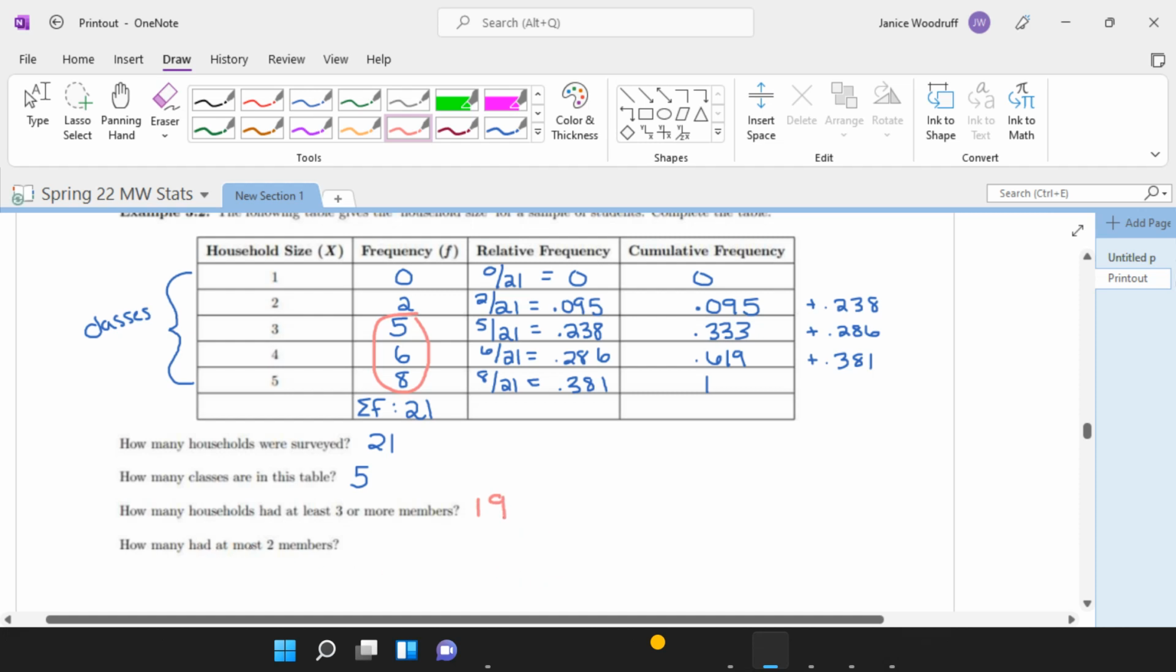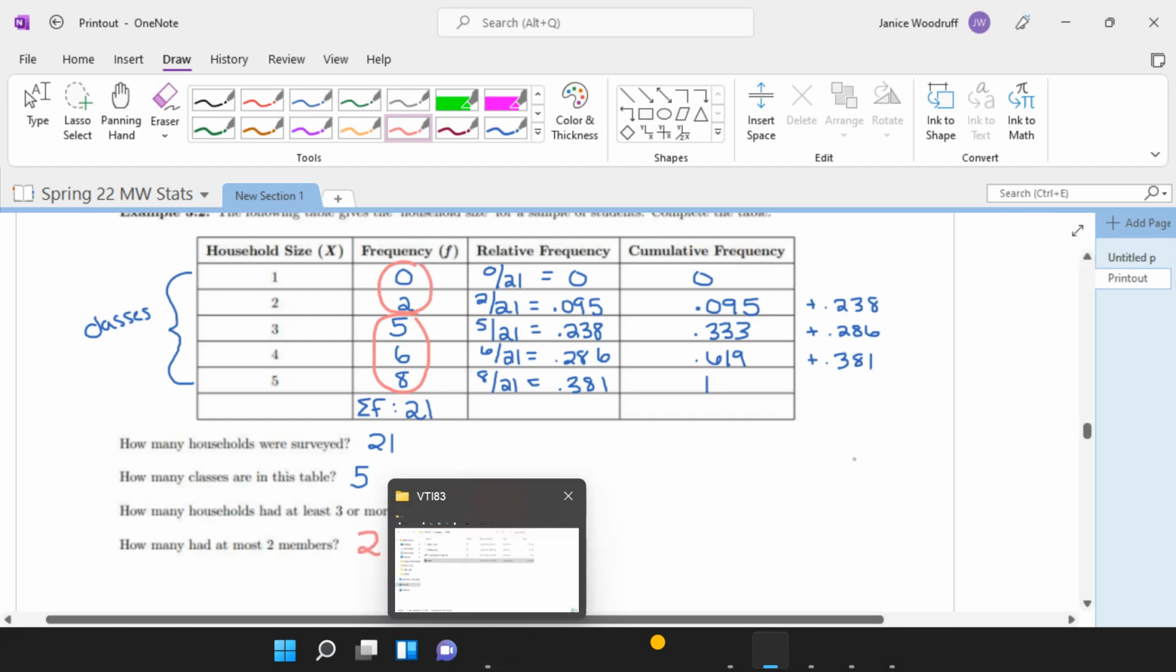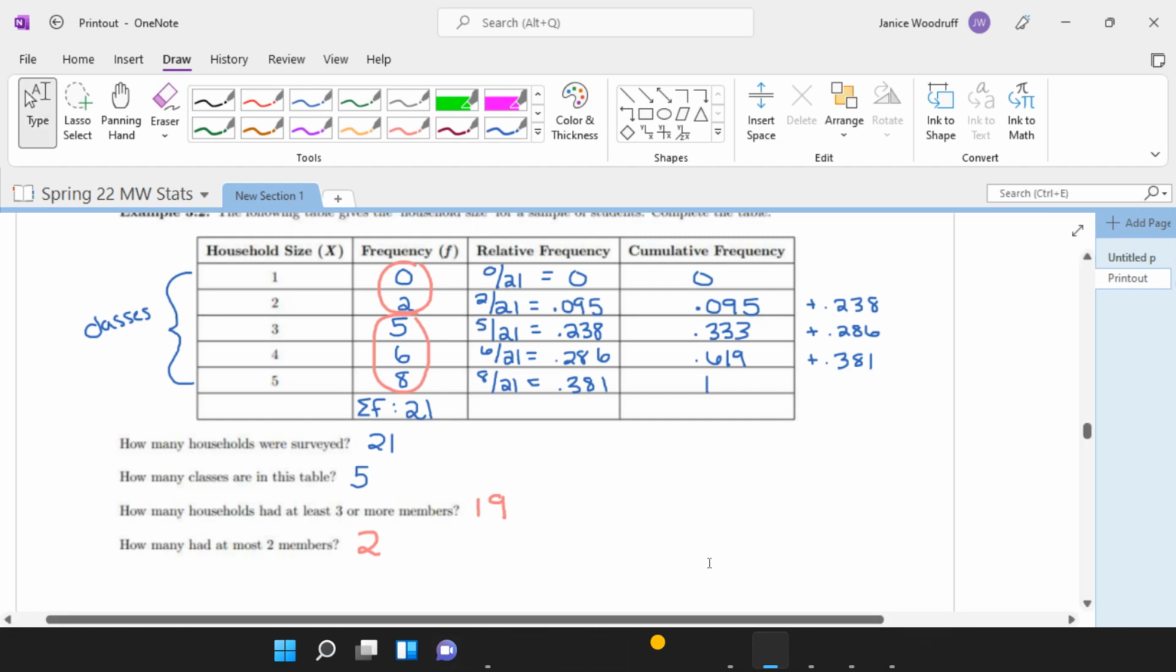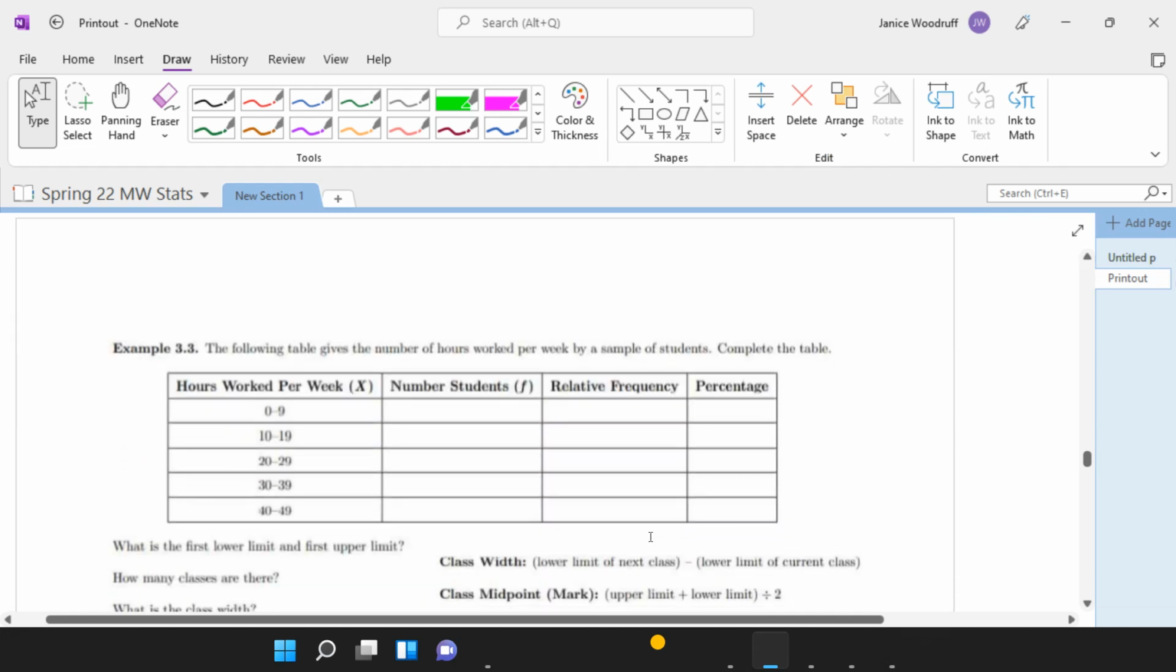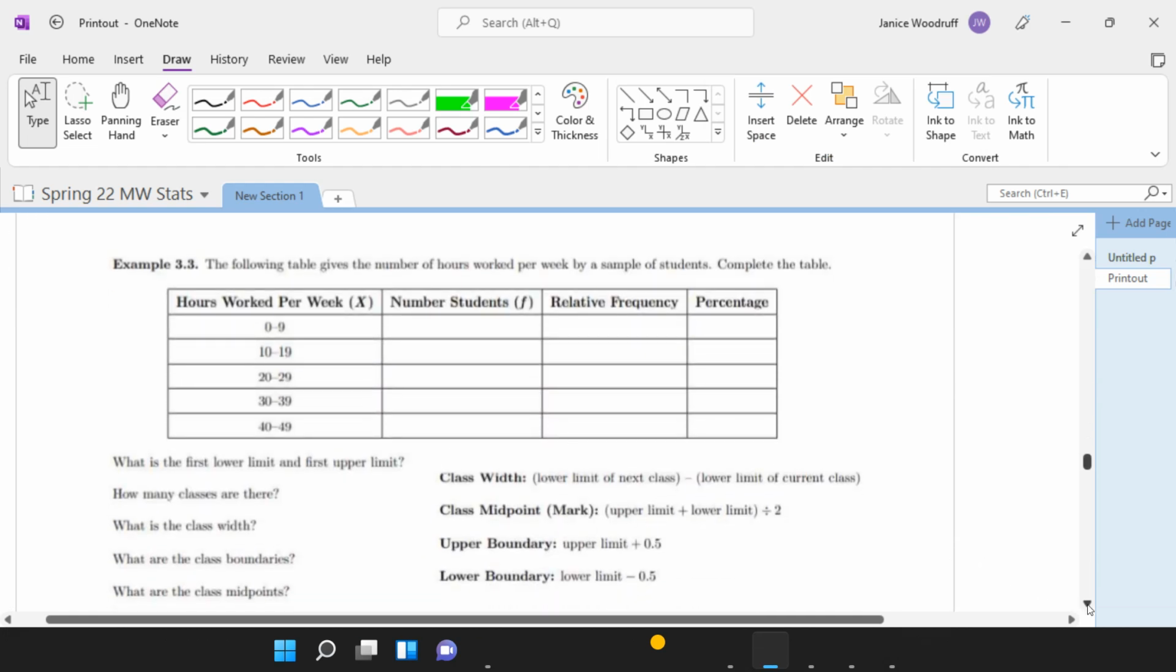And then how many had at most 2 members? That's just this right here. At most 2 members, 2 households. So that's a look at what you will be doing in that second part of the homework, filling out some of these tables and then answering questions about the tables. So this is when you have just single frequencies and relative frequencies. When we move on to the next chart, you're going to see something slightly different.